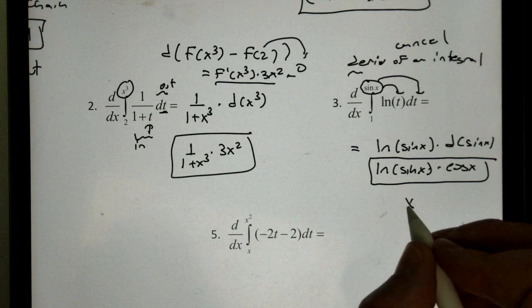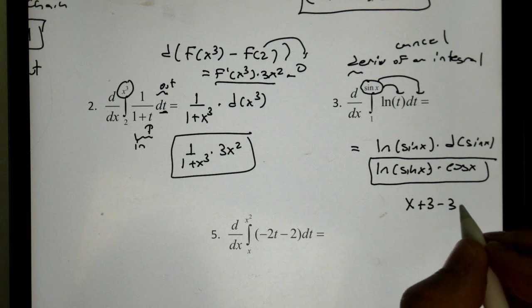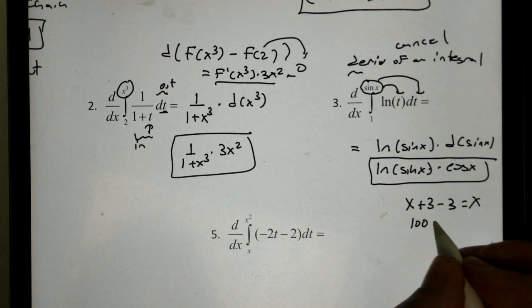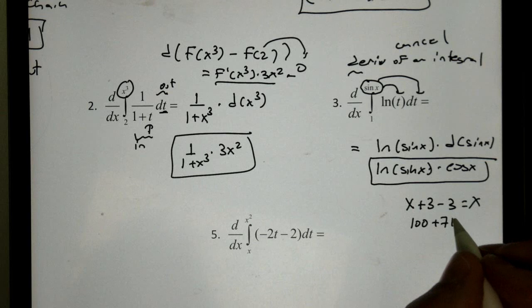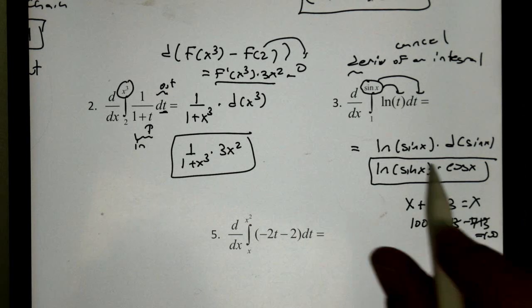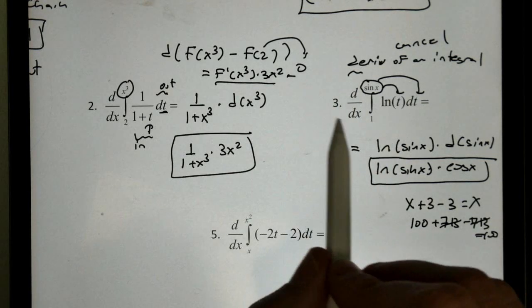If I'm going to take x, add 3, and then just subtract 3, well, I can anticipate this. I know that's just going to be x. It's like me saying, what is 100 plus 713 minus 713? Well, I know these are just going to cancel each other out, so I'm just left with the 100. That's, in essence, what we're doing here.